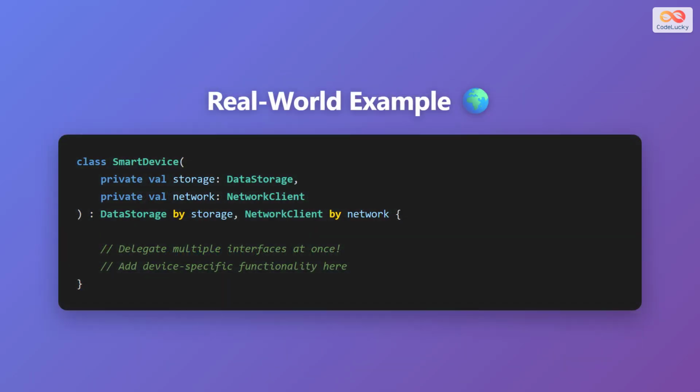Here's a real-world example that shows the true power of delegation. Imagine you're building a SmartDevice class that needs both data storage and network capabilities. Instead of inheriting from multiple classes, which Kotlin doesn't support, you can delegate to multiple interfaces at once. The SmartDevice takes both a storage and a network parameter. Using the by keyword, we delegate DataStorage to storage and NetworkClient to network, all in a single line. Now your SmartDevice automatically has all the functions from both interfaces, and you can add device-specific functionality on top. This is composition at its finest, enabling you to build complex functionality from simple, reusable components.